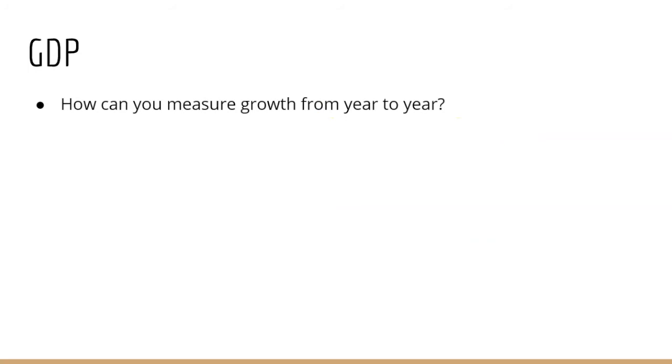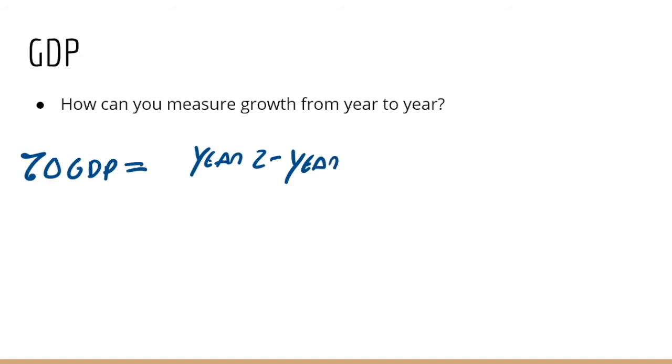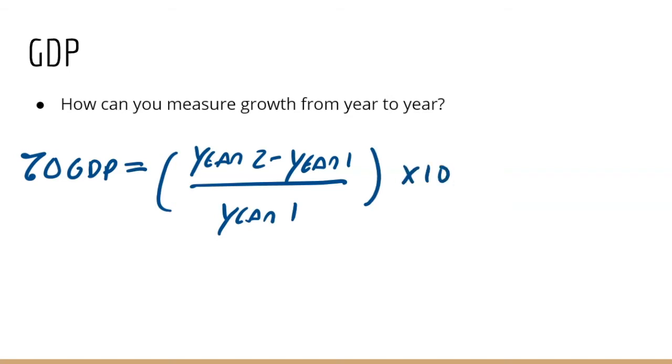And so how can you measure growth from year to year? This is going to be our first equation. Macro is a pretty math and equation heavy field. And so we can measure growth through this equation. The percent change in GDP equals year 2 minus year 1, divided by year 1, and then we multiply it by 100. A couple key things to note through this equation: percent change in GDP equals (year 2 minus year 1) divided by year 1 times 100.